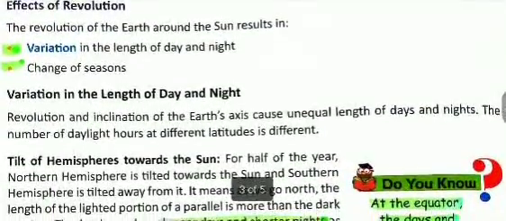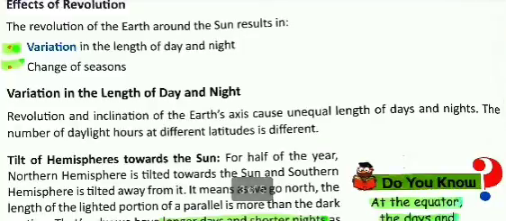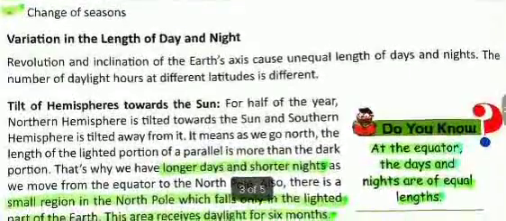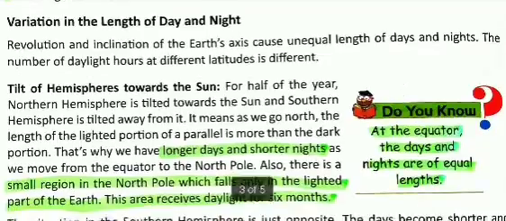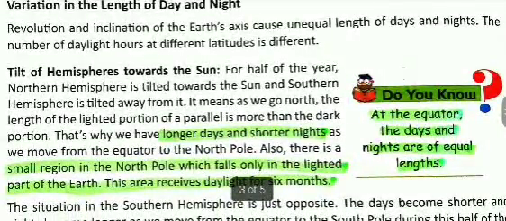Effects of revolution. The revolution of the earth around the sun results in variation in the length of day and night, and changes of seasons. Variation in the length of day and night: revolution and inclination of the earth's axis cause unequal length of days and nights. The number of daylight hours at different latitudes is different.